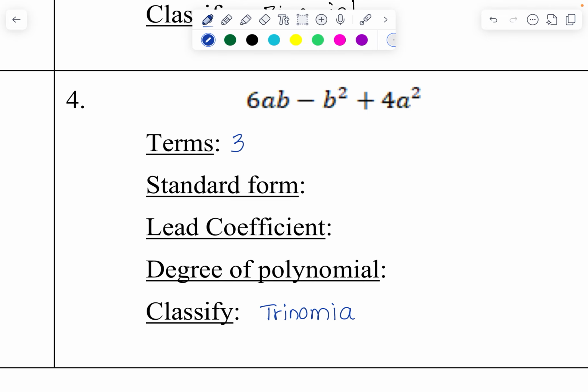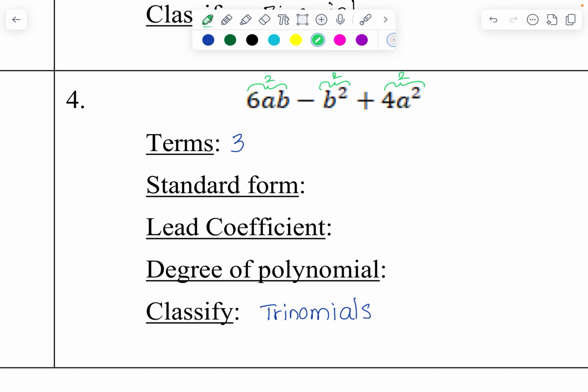Take a look at the variables and the exponents. This has a degree of 2. This has a degree of 2. And even this fellow has a degree of 2. So each term has a degree of 2. How do we know which standard form it goes in?